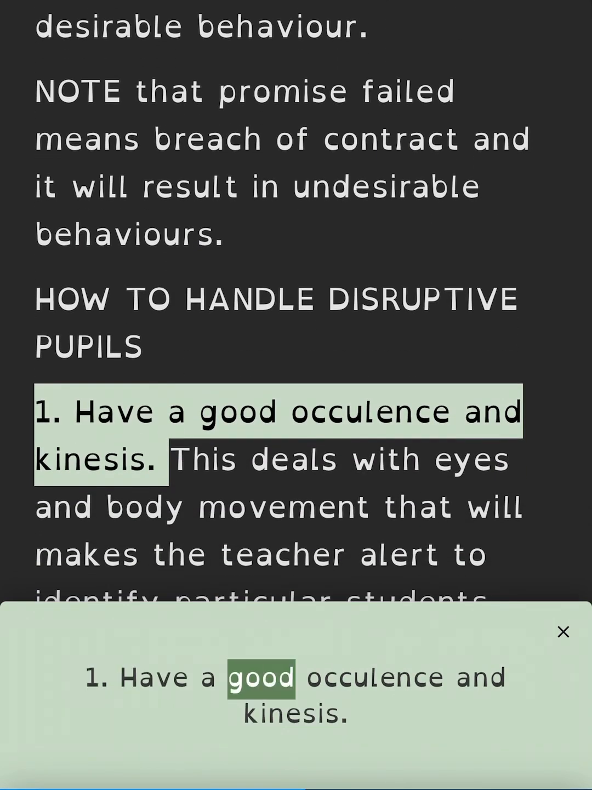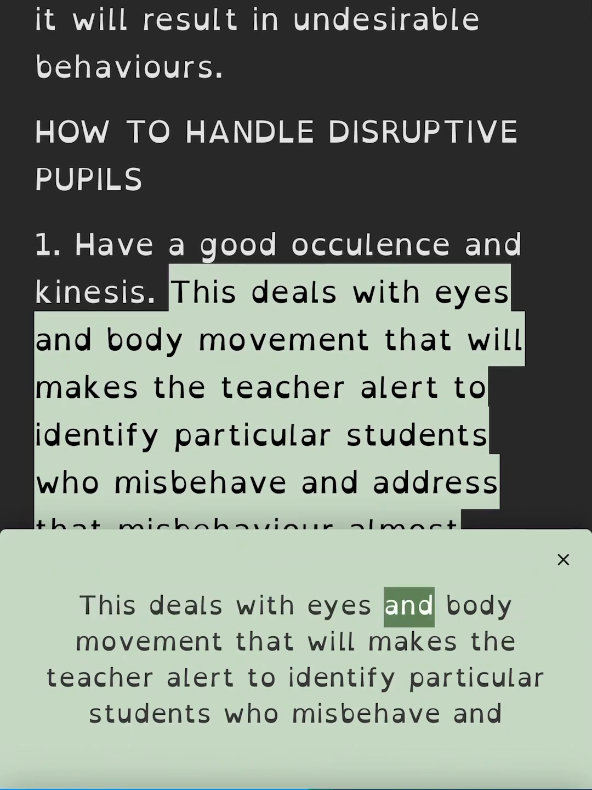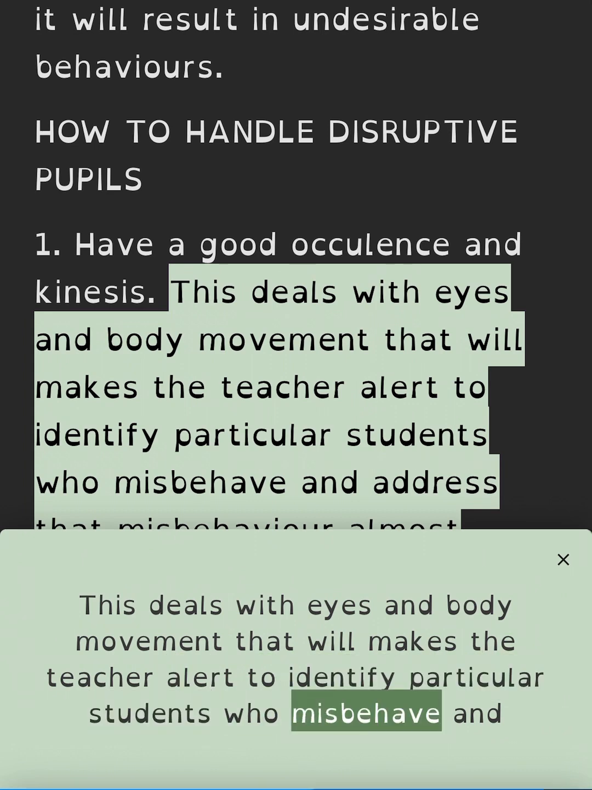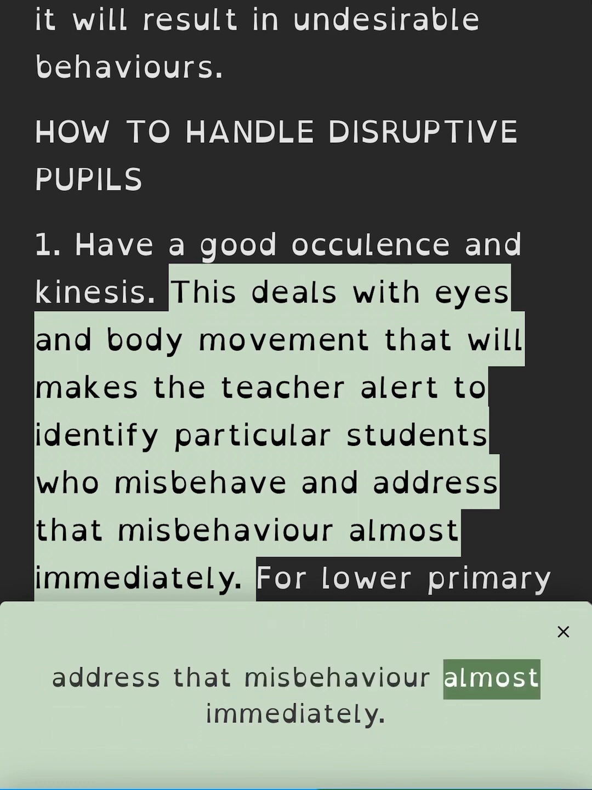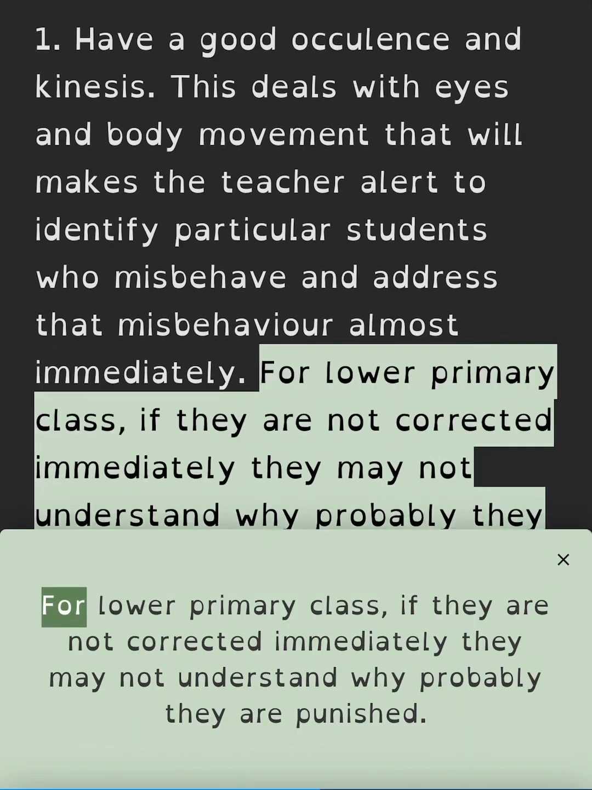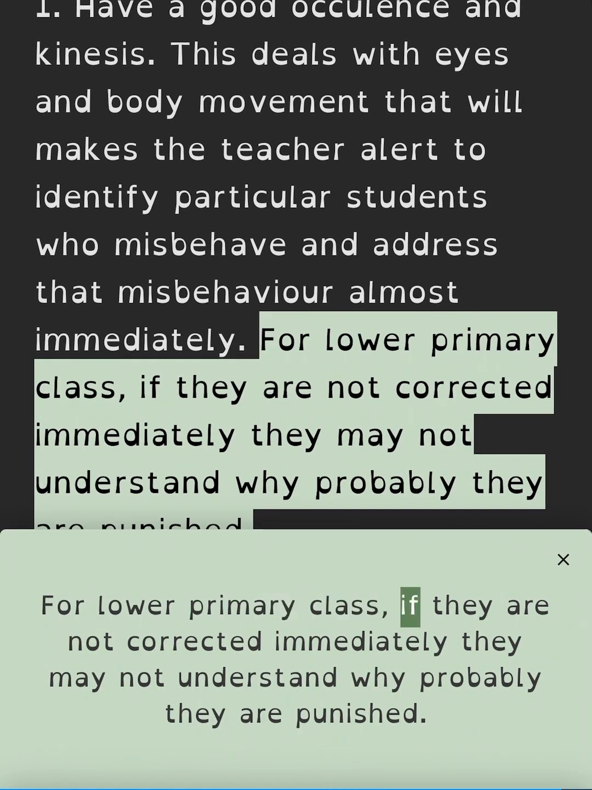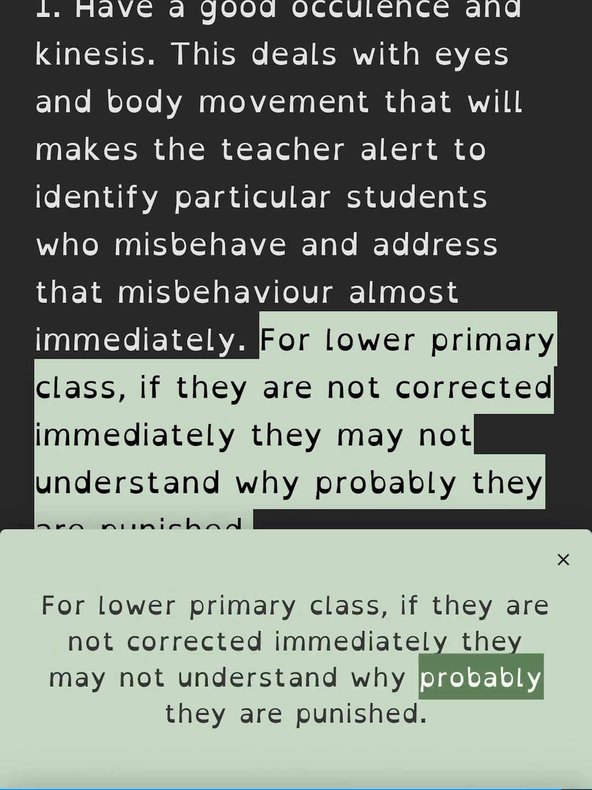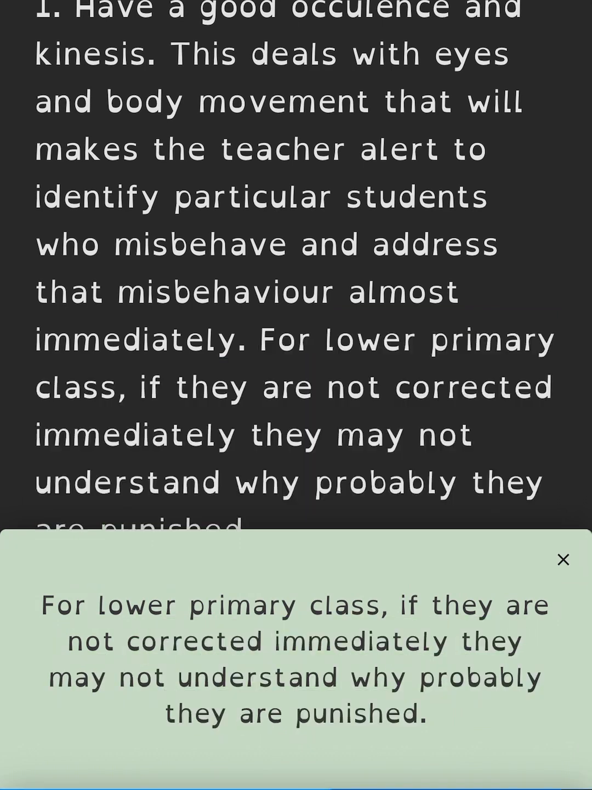1. Have a good occlusion kinesis. This deals with eyes and body movement that will make the teacher alert to identify particular students who misbehave and address that misbehavior almost immediately. For lower primary class, if they are not corrected immediately, they may not understand why. Probably they are punished.